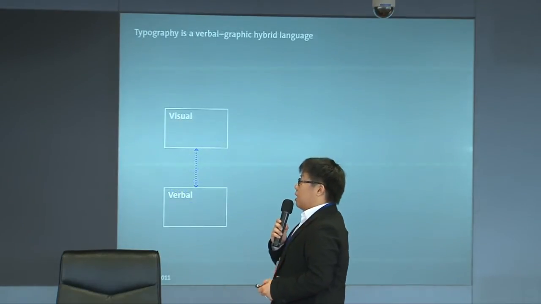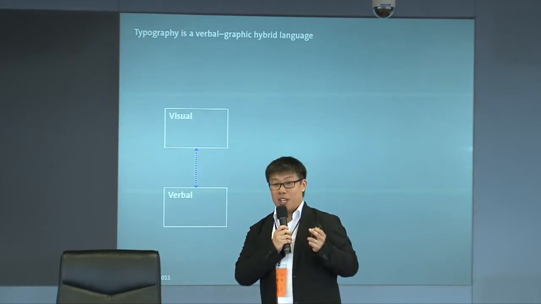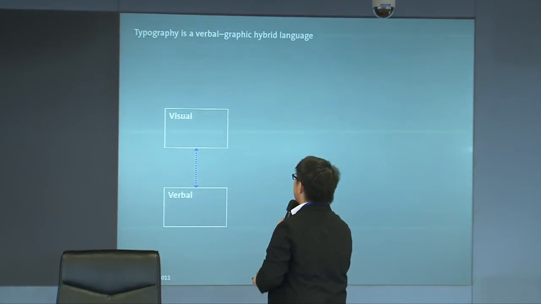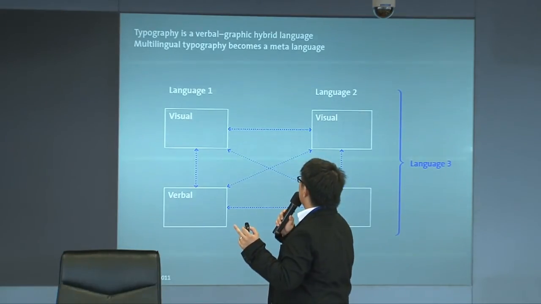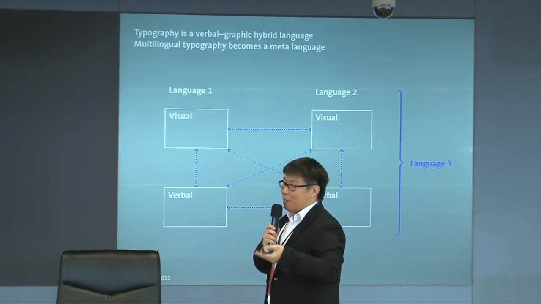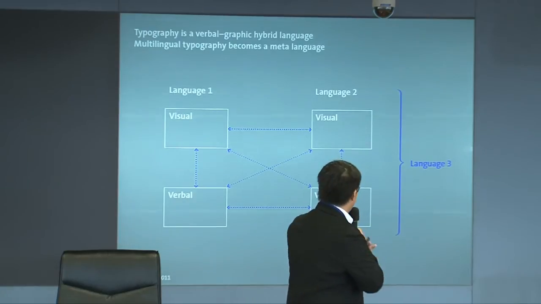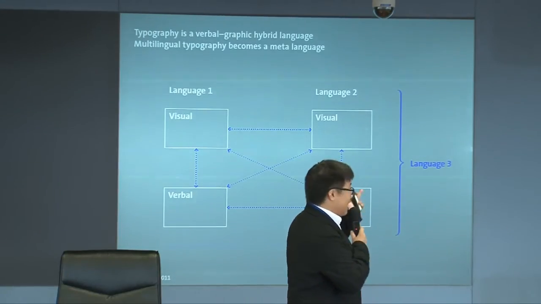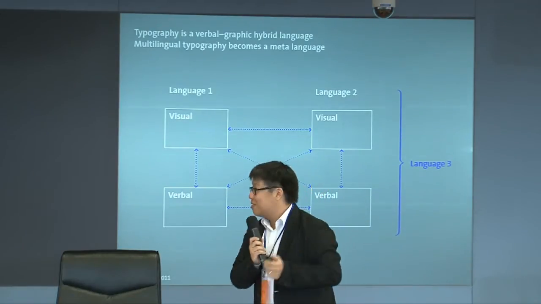So it's not just verbal language, it's not just visual language, it's both, operating on two levels, right? So it's a verbal graphic hybrid language, I'm saying. So in multilingual typography, when you introduce another language, there is another verbal and visual level that cross-pollinates with each other and becomes a complex network. And then what results is a third language and a third culture.